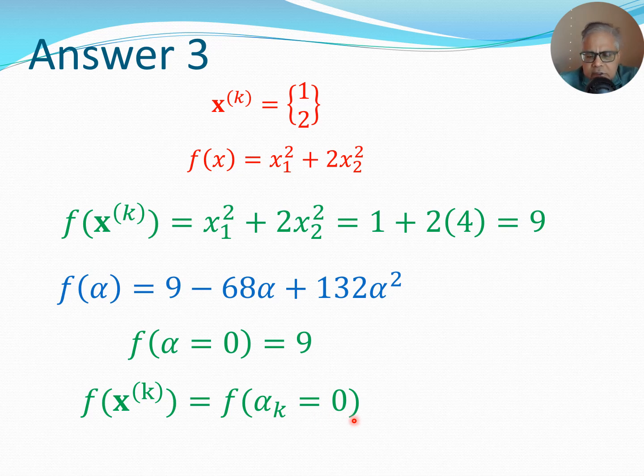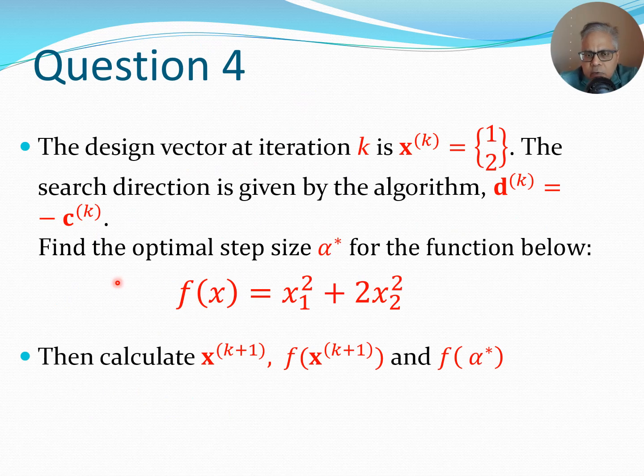So essentially this is what is meant by the one-dimensional search. When the value of the step size is 0, then you are at point xk, and at the point where this alpha k corresponds to the minimum of the function, we are going to get xk plus 1. So let us try to do some more calculations here.